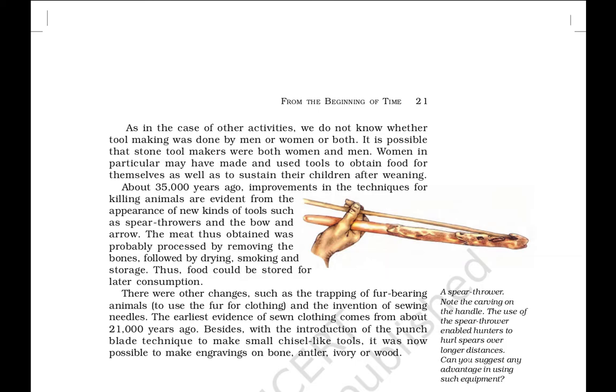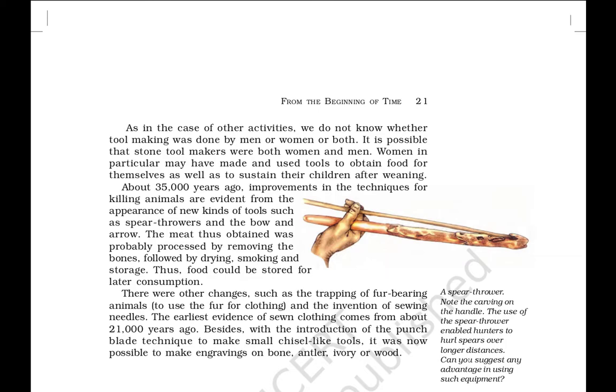About 35,000 years ago, improvements in the techniques for killing animals are evident from the appearance of new kinds of tools such as spear throwers and the bow and arrow. The meat thus obtained was probably processed by removing the bones, followed by drying, smoking, and storage. Thus, food could be stored for later consumption. There were other changes, such as the trapping of fur bearing animals to use the fur for clothing and the invention of sewing needles.